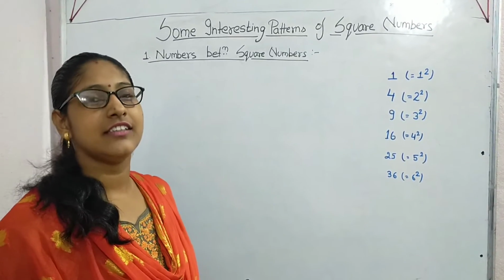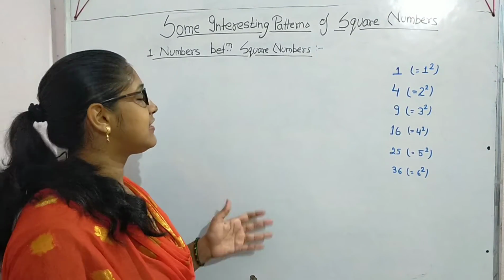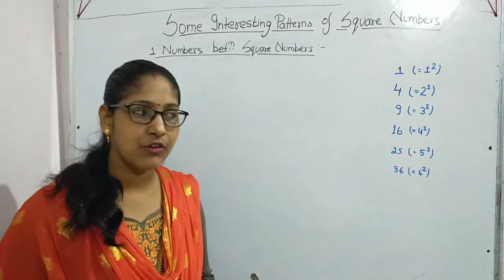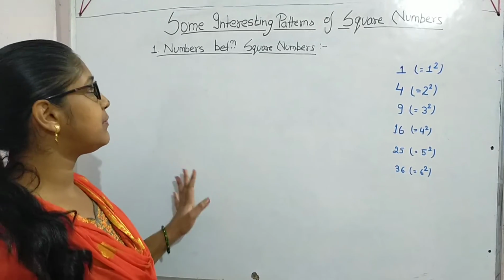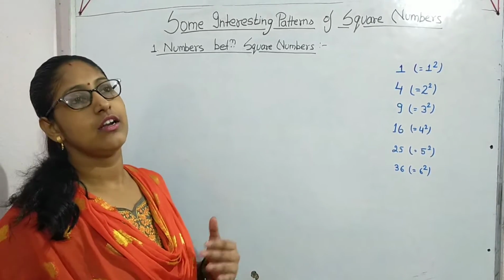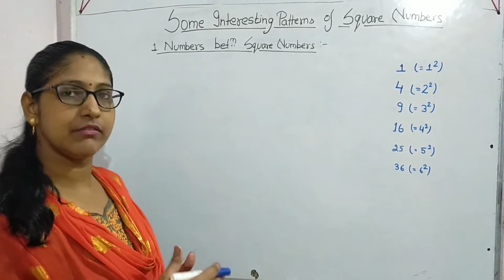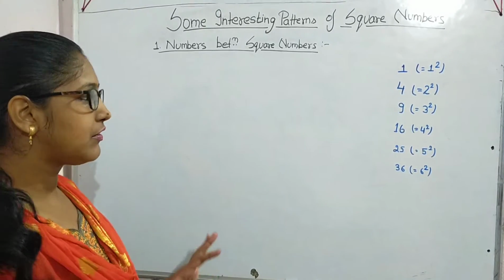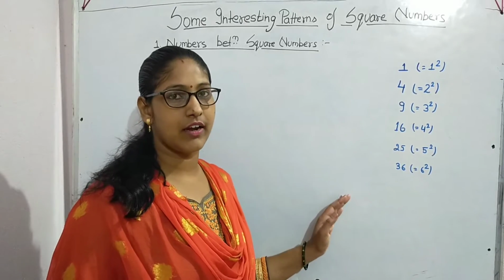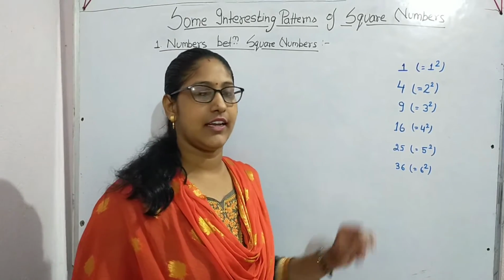Hello student, in this video we'll learn some interesting patterns of a square number. Our first pattern is numbers between square numbers, or non-perfect squares between square numbers. For this, first we write all these perfect square numbers on our left hand side.